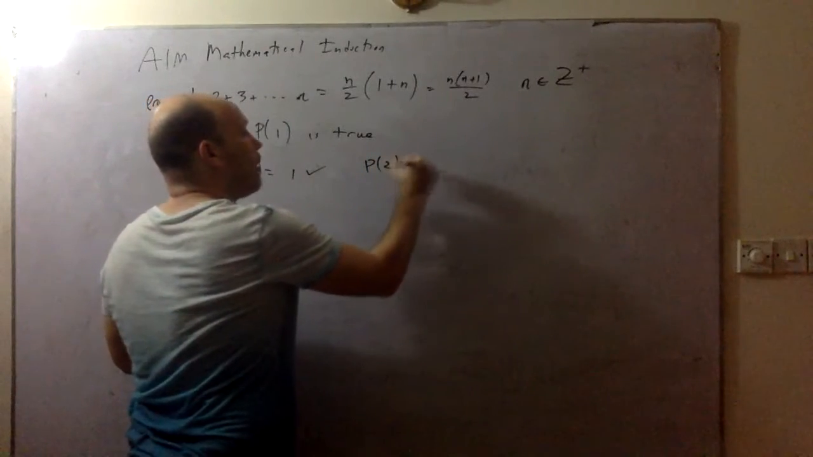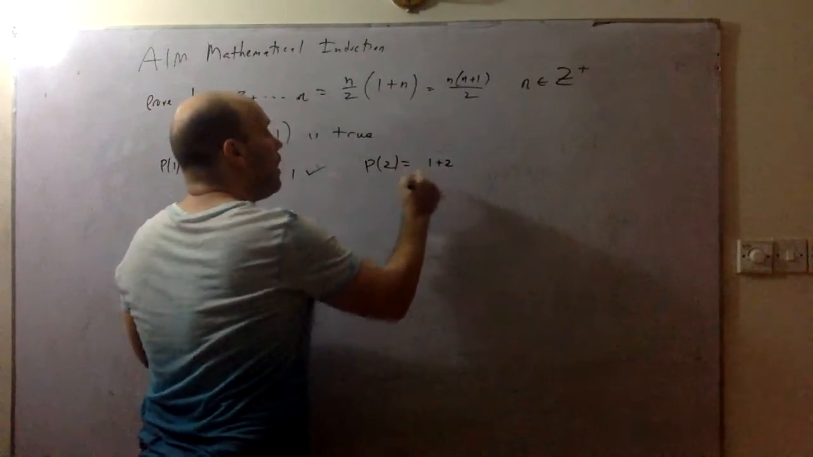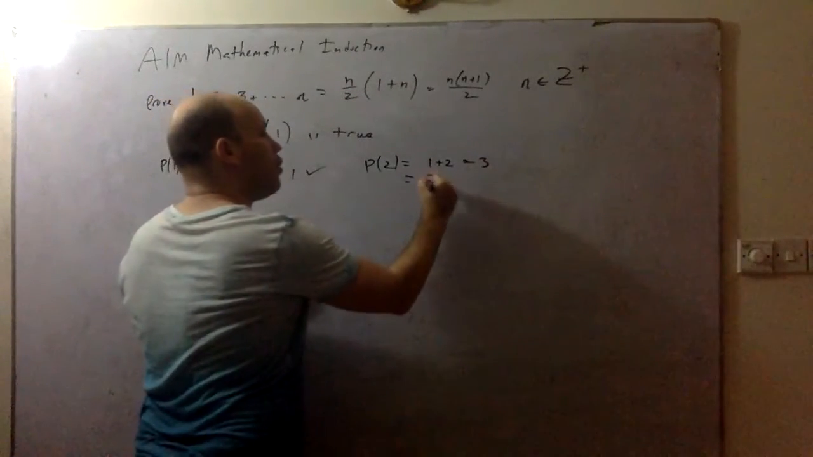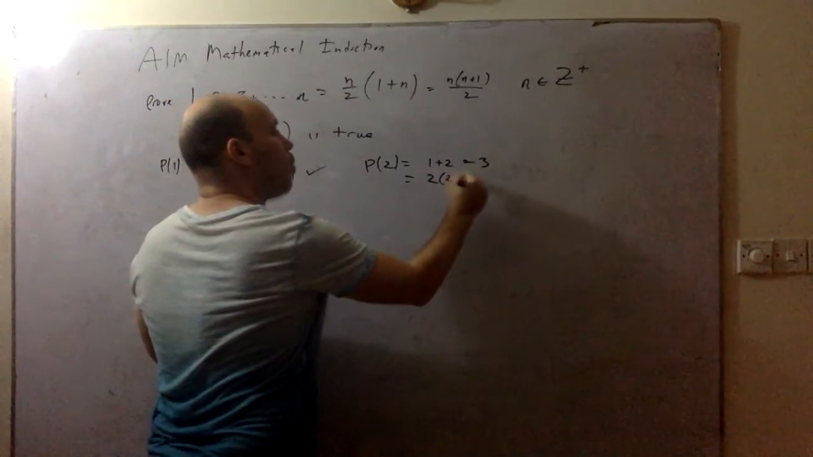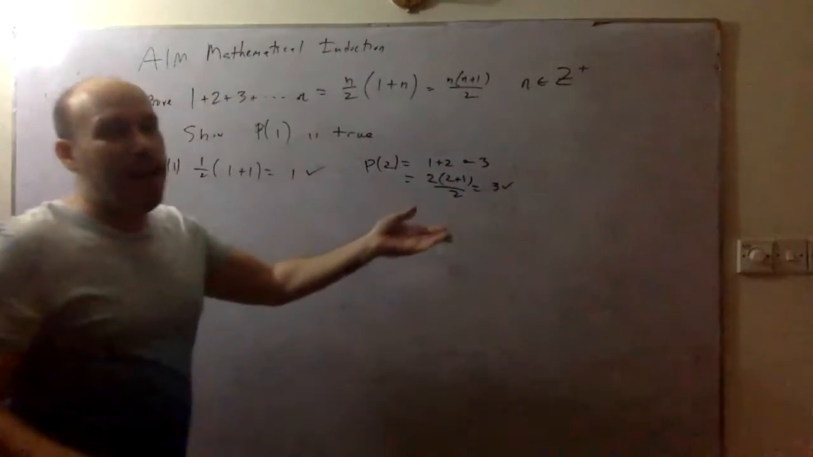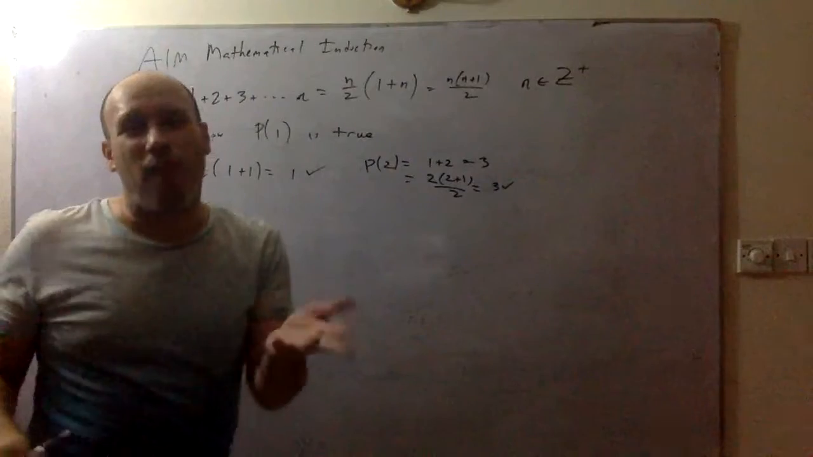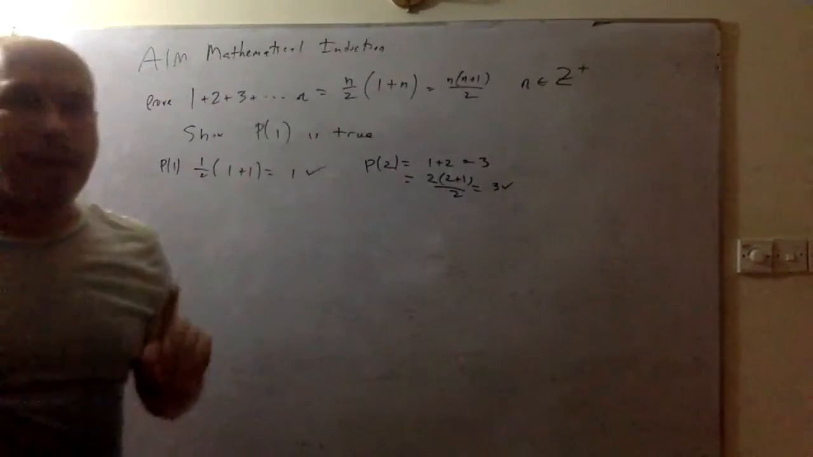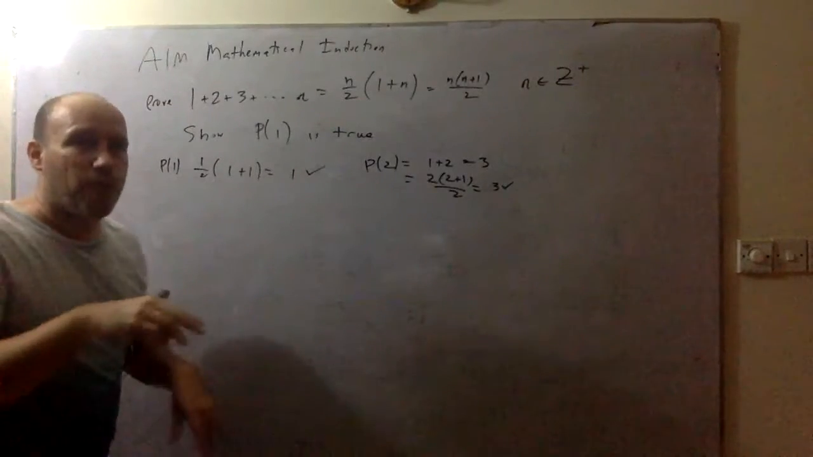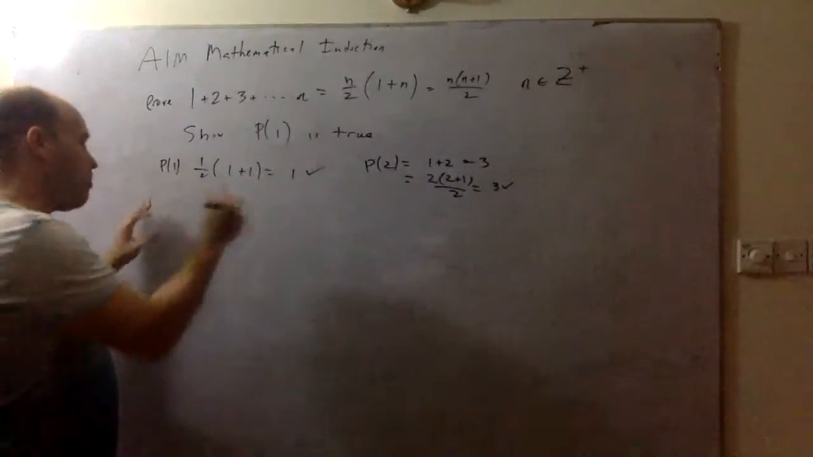So for P of 2, it's 1 plus 2, which we know is 3. But the formula says it's 2 times 2 plus 1 over 2, which is 3. And you can see it's going to work. So it's good. You also know it's good, and IB's not going to ask you something that's not true. Here's step 2. Assume it works for some n equals k.